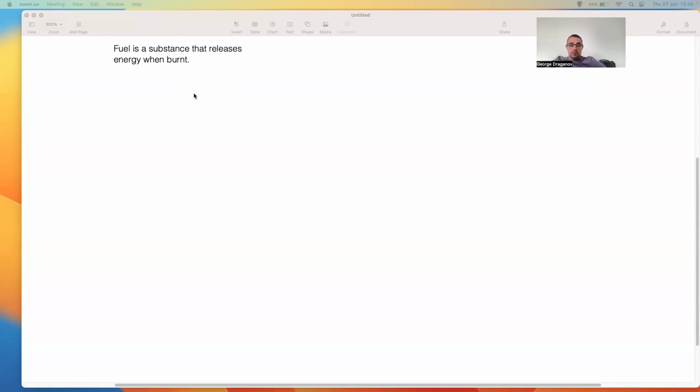Now, you need to be aware of the difference between complete and incomplete combustion. So let's write about that first, what the difference is. So we have complete combustion. Let's start with that. Complete combustion occurs when there's plenty of oxygen, so everything can fully combust. When you combust something, it'll combust with oxygen.